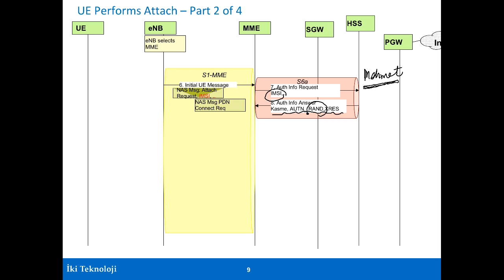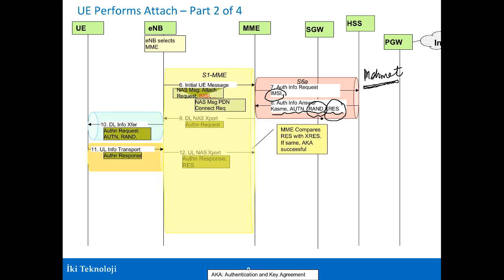It provides a random value and also tells the MME that you should expect this response. So send this out to the mobile, and if you get this response, it's authenticated. That's at the highest level. We will look at security in a little bit later slides.